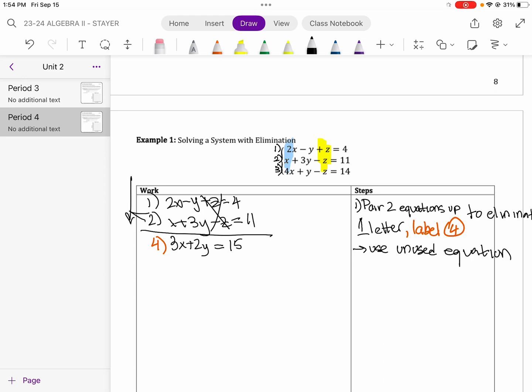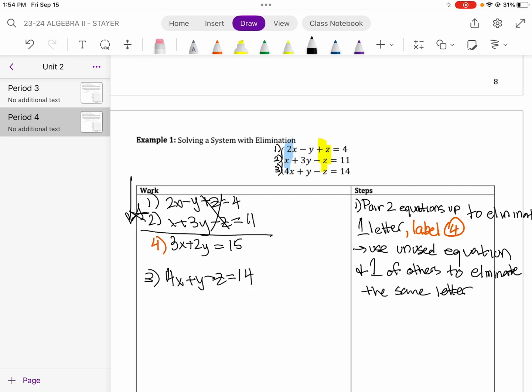So Sierra, if I look right here, see how I used equations 1 and 2? What's the number that I haven't used from the original? 3. So in this case, it is the third. I need to use my third equation, my unused equation, and one of the others to eliminate the same letter. I need to use my third equation and one other. So here we go. Here's number 3. It's 4x plus y minus z, equals 14, to eliminate the same letter.